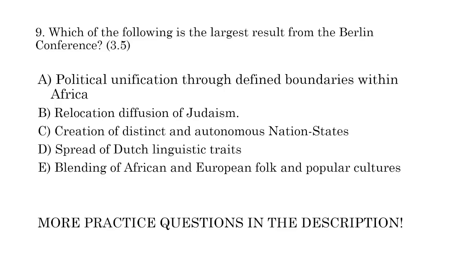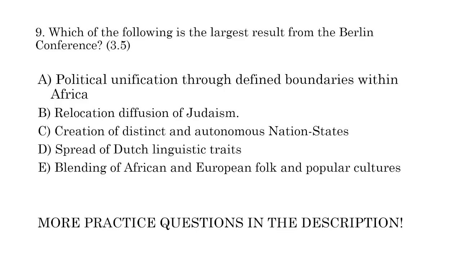C, creation of distinct and autonomous nation states. We don't see that because we see a lot of states that are multinational. As I was talking about for part A here, the states have a lot of different ethnic groups now because of the Europeans drawing the boundaries, disregarding the ethnic groups already present in this continent.